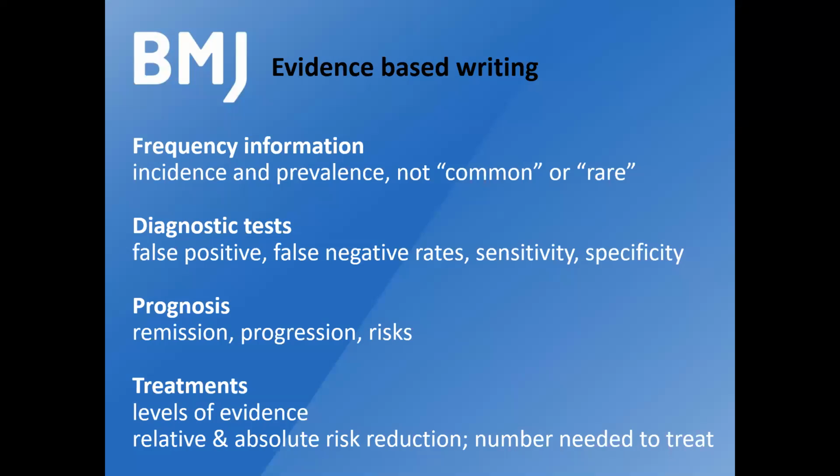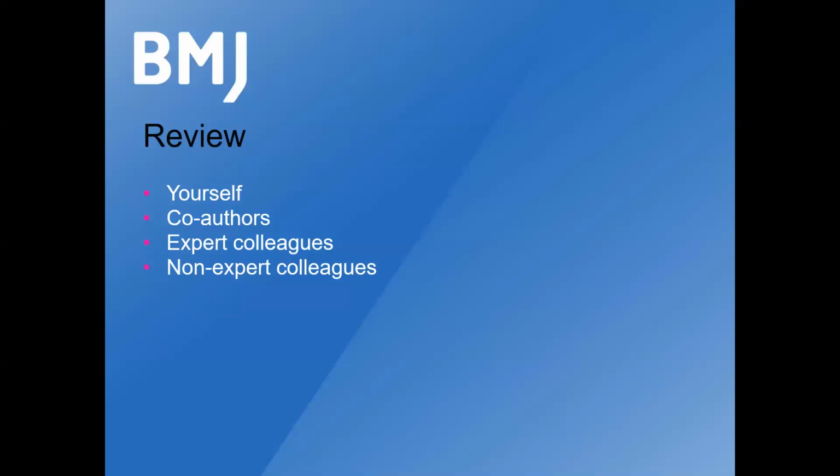And try and be explicit about the levels of evidence that you're citing, and whether you're talking in terms of risk, whether you're talking about relative or absolute risk reduction, and number needed to treat. And indeed, we tend to avoid relative risk reduction and much prefer absolute risk reduction.